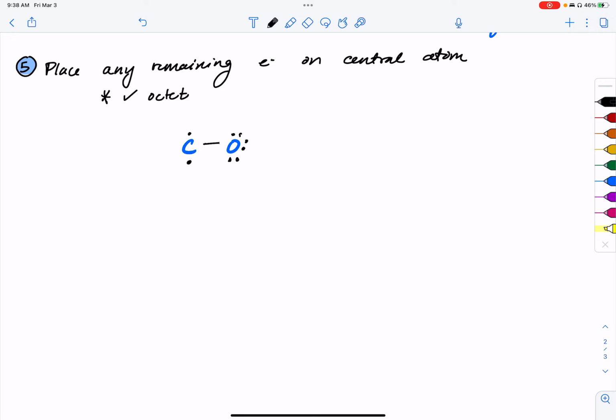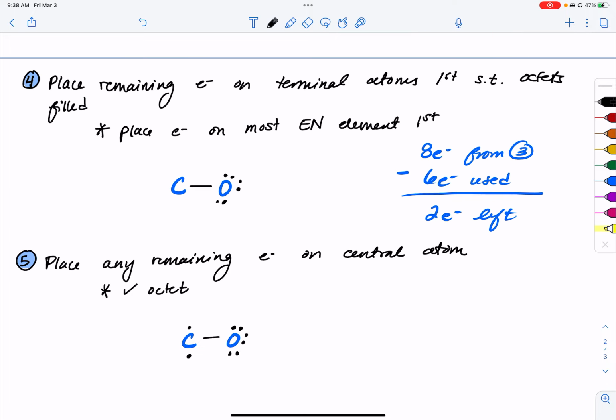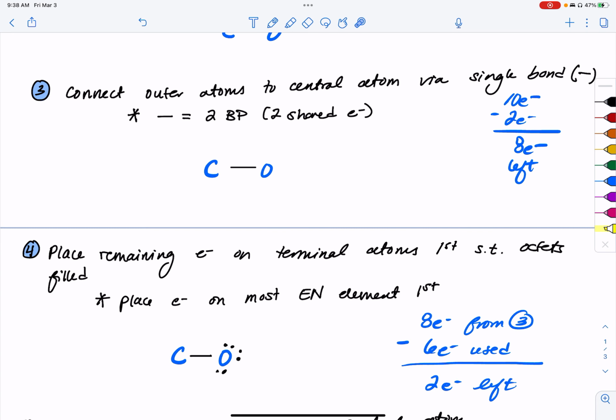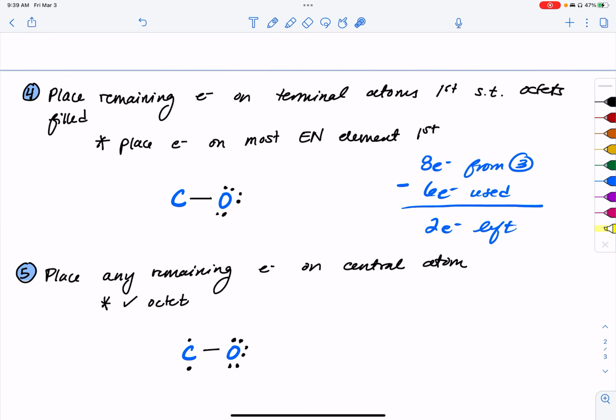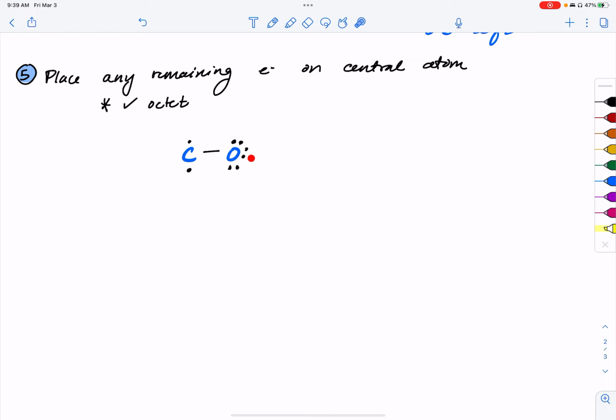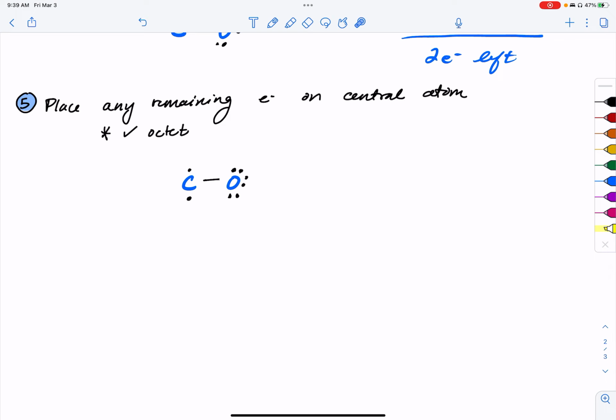Let's do a quick little octet check. So I should have my oxygen's octet met because what I did in step 3, step 4, ensured that I would have their octets filled, right? So the most electronegative atom has its octet filled because I just did that. And let's do a total electron count. Make sure we have no more and no less than the 10 original valence electrons. So 2, 4, 6, 8, 9, 10. Okay. And the oxygen had its octet, but let's look at carbon. So oxygen, we do know, is currently stable. It has met the octet rule.